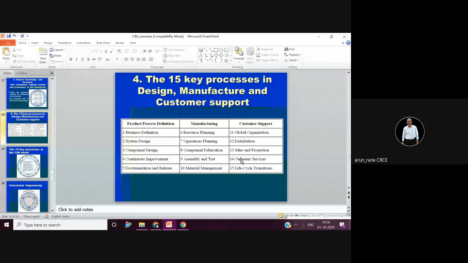So these are the 15 key processes in design, manufacture, and customer support. This table is important. You define your objective, what you want to do, whether it is manufacturing or whether you want to go into the service. Then system design, that is overall. Then component design, that is you come to the component level. Continuous improvement is always important. Whatever small it may be, there has to be improvement.